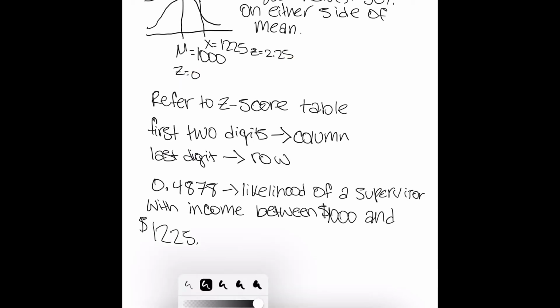and that is going to tell us that the likelihood of a supervisor with an income between $1,000 and $1,225 is going to be about 0.4878 or 48.78% if you wanted to convert that into a percentage. So that's going to give us the value there in the graph between 1,000 and 1,225. So that is how you go about the standard normal distribution, calculating z-scores, and finding the area under the normal curve.